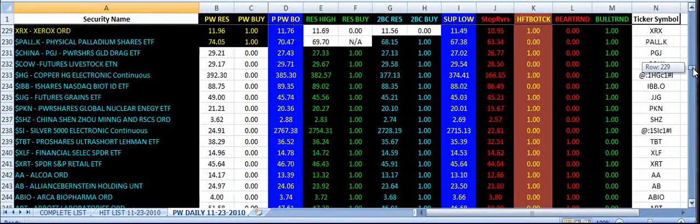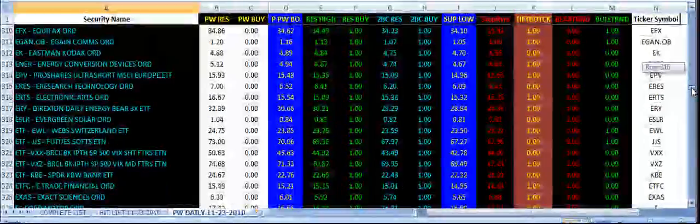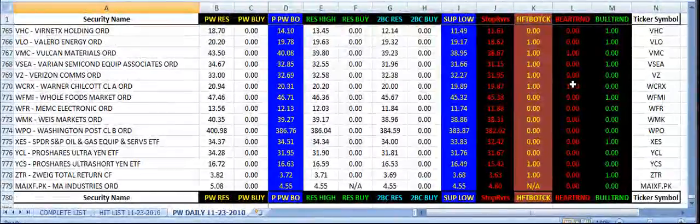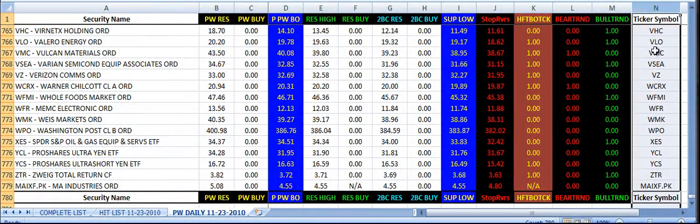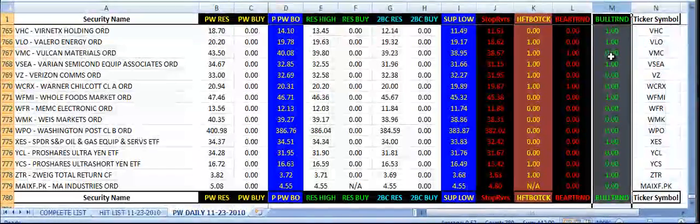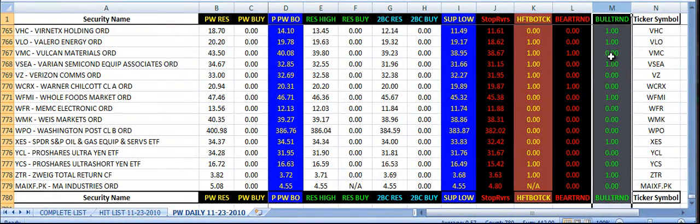Now, let's start from right to left. The first column you see here is your ticker symbol, obviously. It's self-explanatory. The second column you see is your bull trend column. This column is extremely important because it highlights and picks up a bull trend in a particular security.